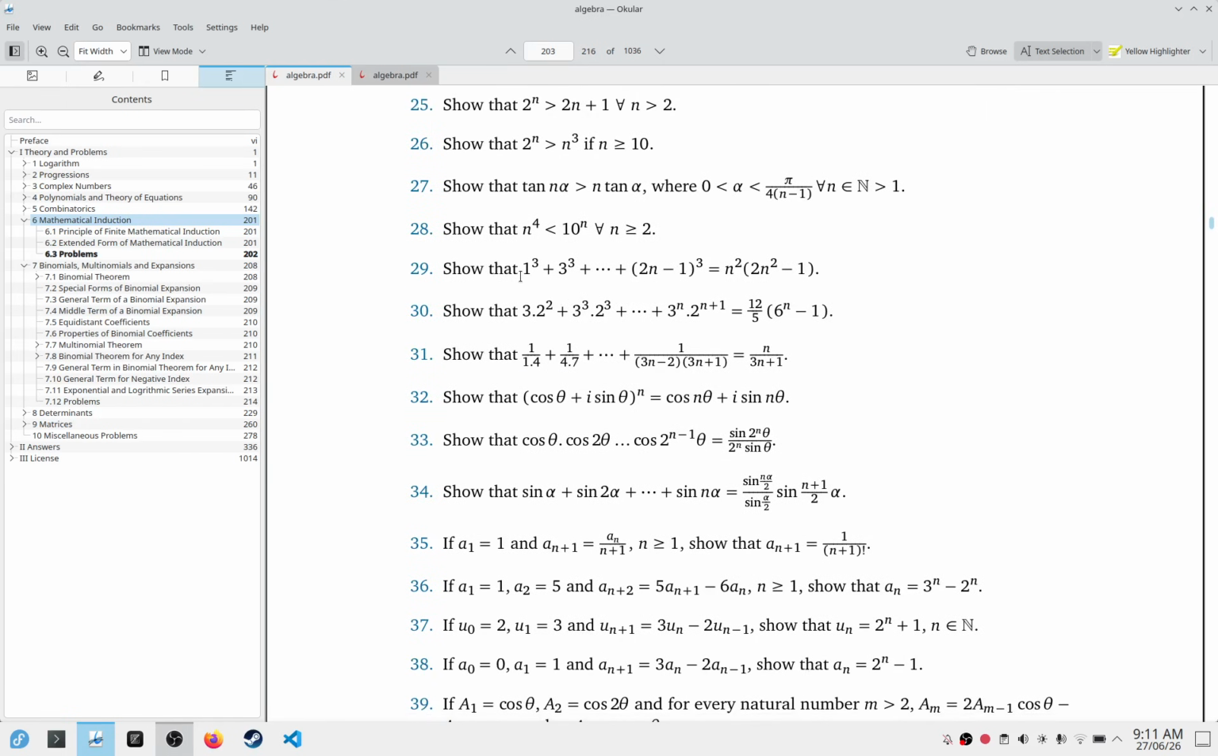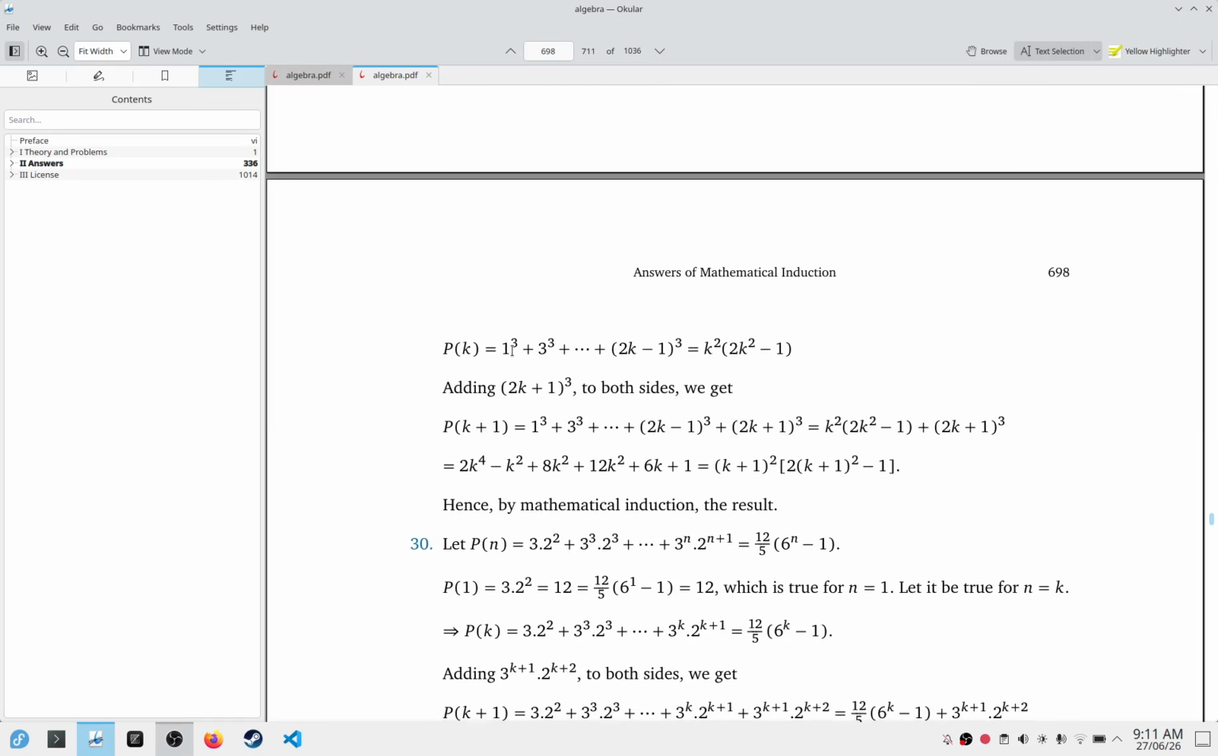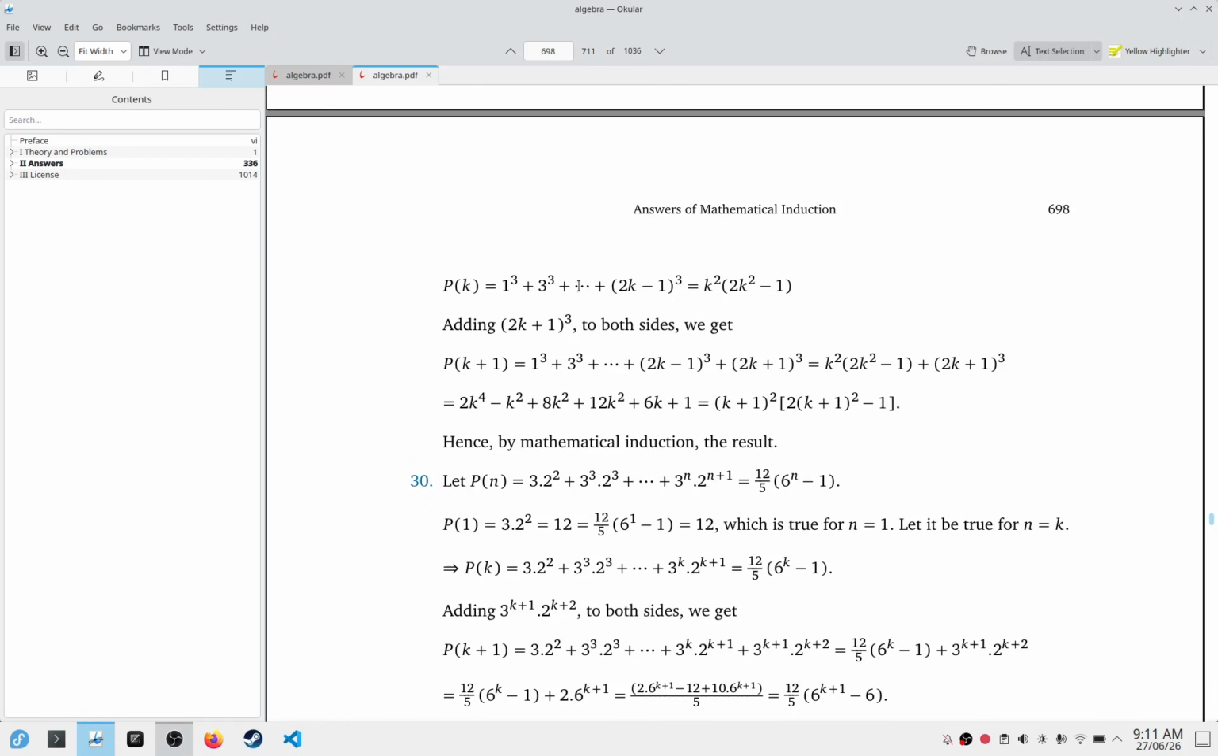Question 29 says: show that 1 cube plus 3 cube and so on up to (2n minus 1) whole cube is equal to n squared multiplied by (2n squared minus 1). We let the given expression be Pn. For P1, 1 cube is equal to 1, which is true for n equal to 1. Let it be true for n equal to k. So 1 cube plus 3 cube up to (2k minus 1) whole cube is equal to k squared multiplied by (2k squared minus 1). Now we add (2k plus 1) whole cube to both sides.